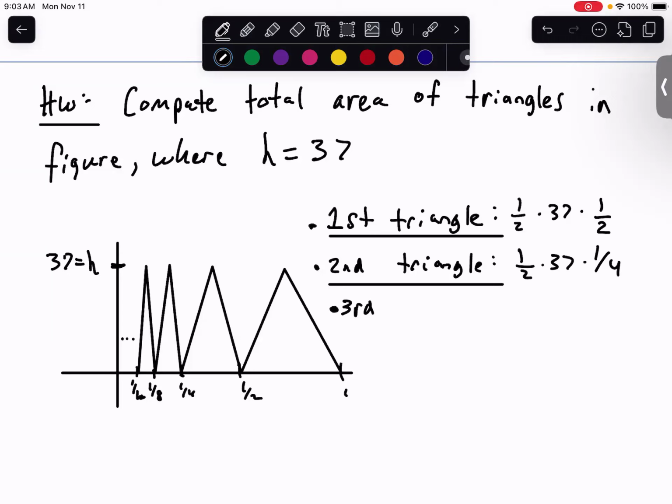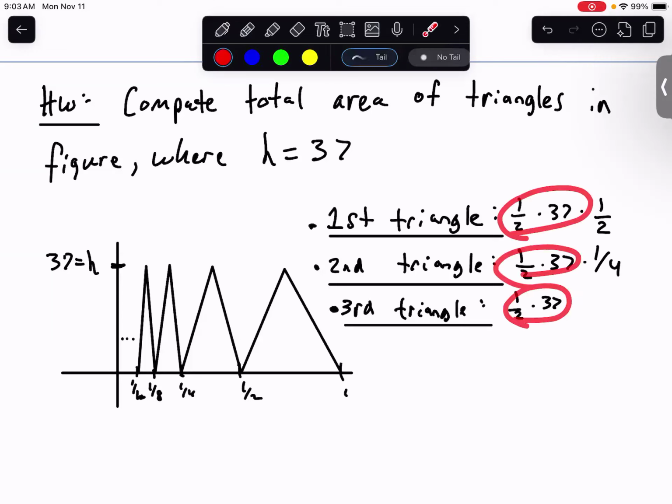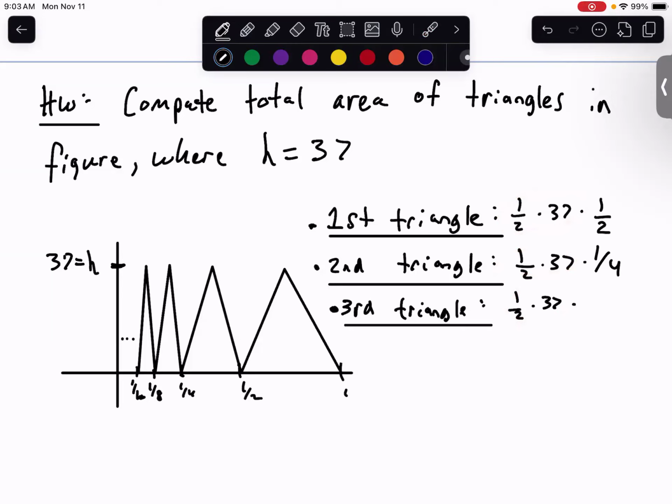So the third triangle is going to look like this. So this is going to be 1/2 times 37. Again, half of base times height. These two terms always remain the same. And so the term that's changing is going to be, again, the base. So we're looking at this triangle. The base goes from 1 over 8 to 1 over 4. So this is going to be 1 over 8. And so what you should be noticing is the bases of the triangles are always diminishing by half. So you're going from 1/2 to 1 over 4 to 1 over 8. You can also write these terms. I mean, we need to start thinking in terms of what our series is going to look like. And so you should note that this is 1 over 2 to the first power.